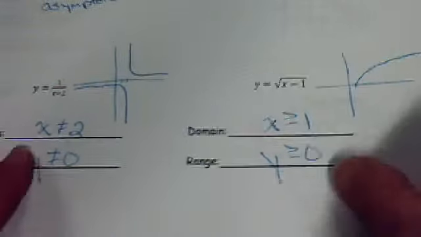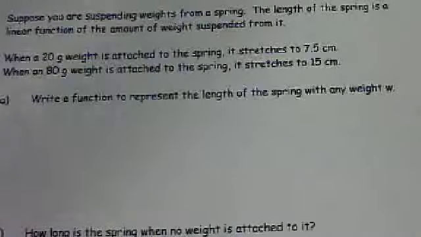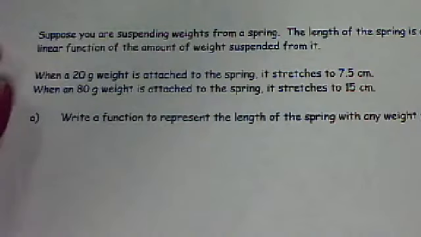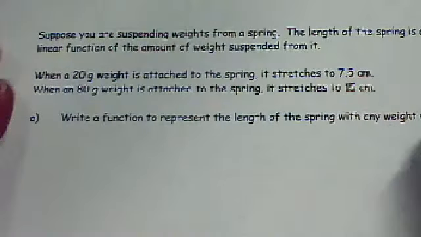Now, the last problem I want to look at, and there were some more writing equations of lines from graphs, but I'm going to kind of skip that for the sake of time, and we are going to look at this situation. Suppose you are suspending weights from a spring. The length of the spring is a linear function of the amount of weight suspended from it. So, function is length with any weight.